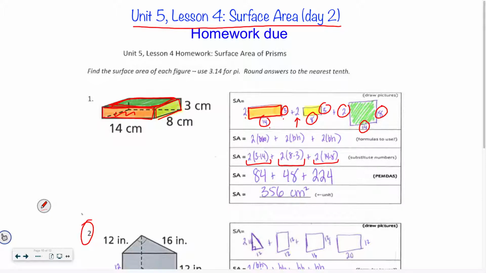When you do all that multiplication, the 2 orange rectangles, in my case, are 84 together, then 48, then 224, making a total of 356 centimeters squared. Okay, make sure you got that one right. Let's move to the next one.